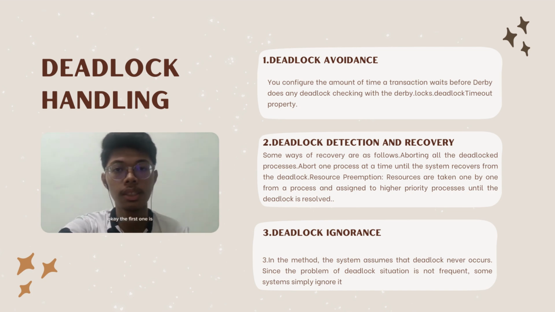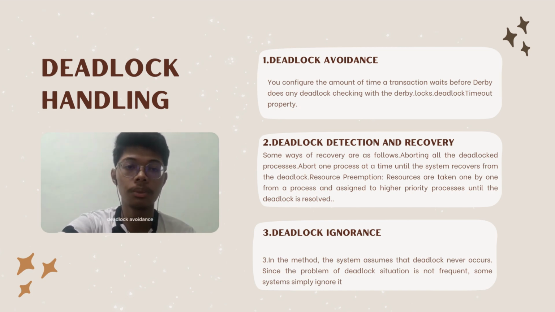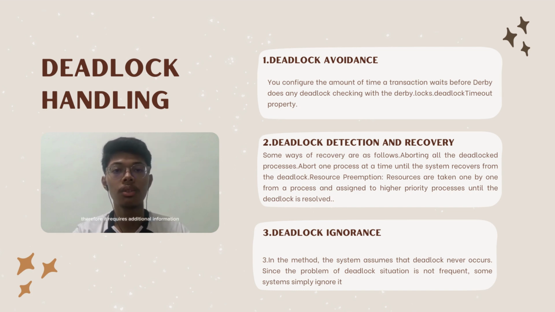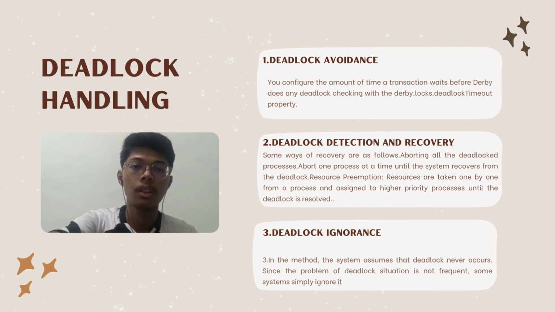Okay, the first one is deadlock avoidance. When a process requests a resource, the deadlock avoidance algorithm examines the resource allocation state. If allocating that resource sends the system into an unsafe state, the request is not granted. Therefore, it requires additional information such as how many resources of each type is required by a process. If the system enters into an unsafe state, it has to take a step back to avoid deadlock.